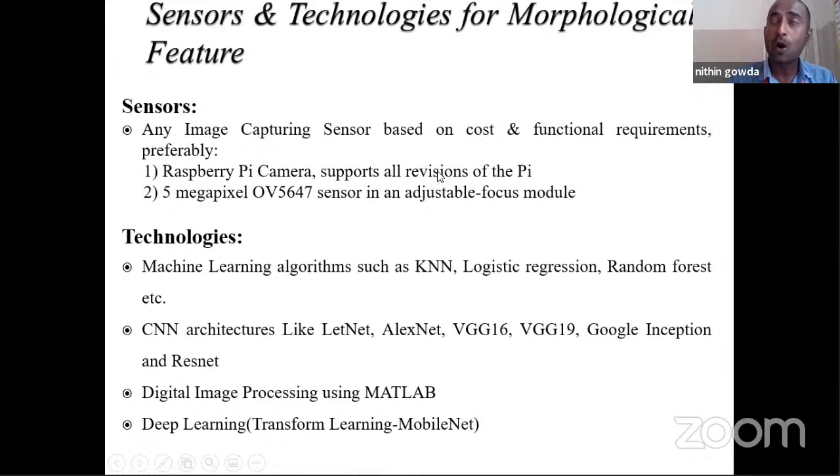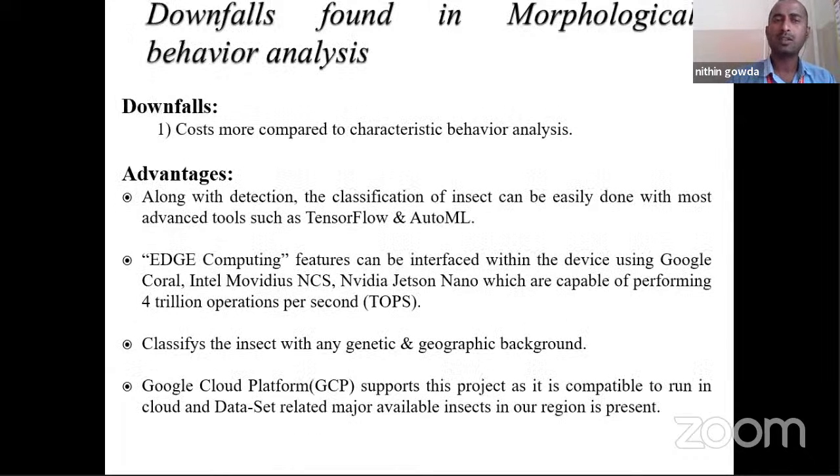But these technologies will not support characteristic behavior. Why? Because the data we acquire from characteristic behavior is very minimal. For that minimal data, it's not possible to apply this kind of algorithm. Well, we can apply it, but the error rate is high. So what are the advantages and disadvantages of characteristic and morphological feature analysis? As I mentioned earlier, to detect and classify any flying insect, we use only two features. One is characteristic, that is sound or wing beat. The second is image, based on size, texture, and pattern.